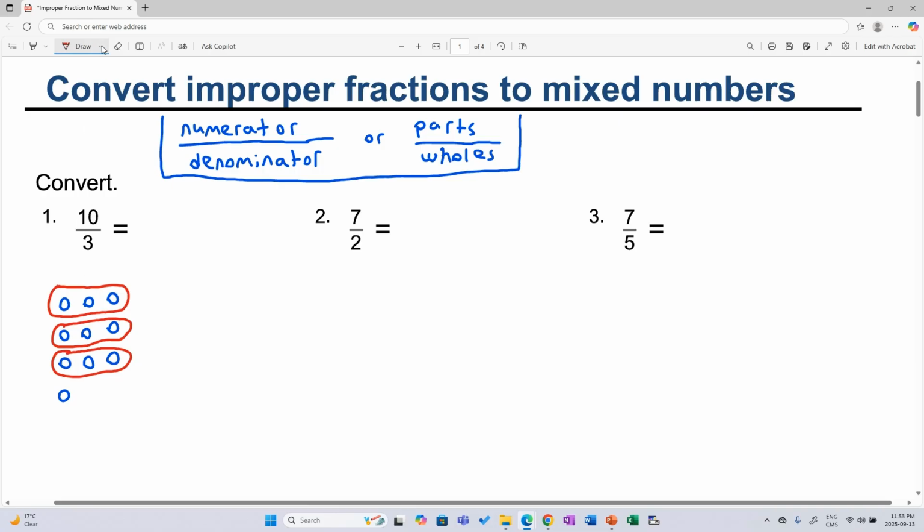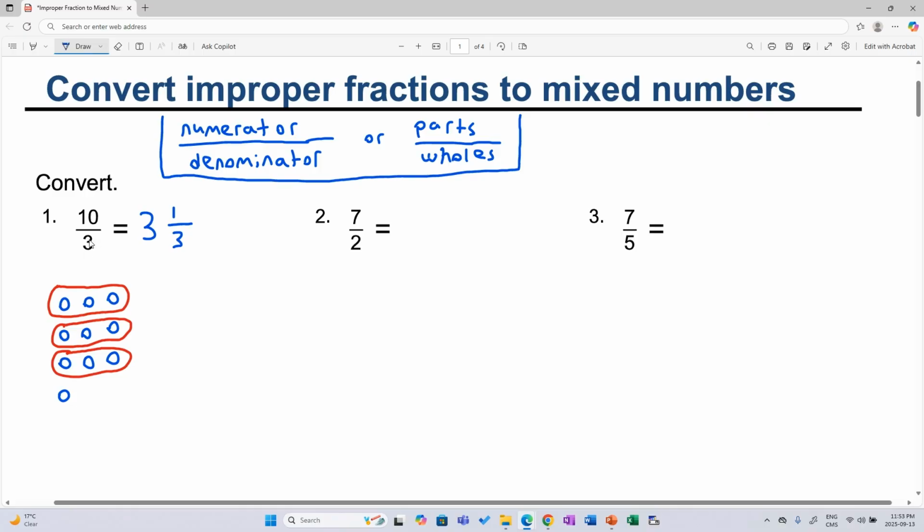So in this case, I was able to group 3 parts together 3 times. So I'm simply going to write 3 for how many times or how many groups I have. And now there's one part left. So I'm going to write 1 here for the number of parts, and it's going to be over 3.